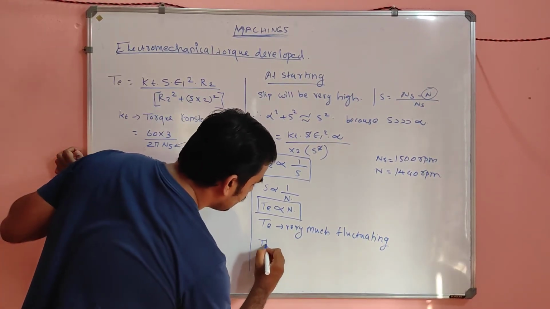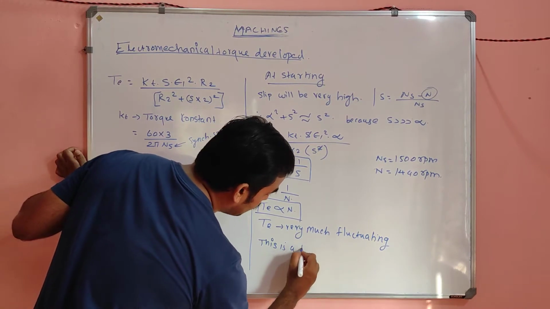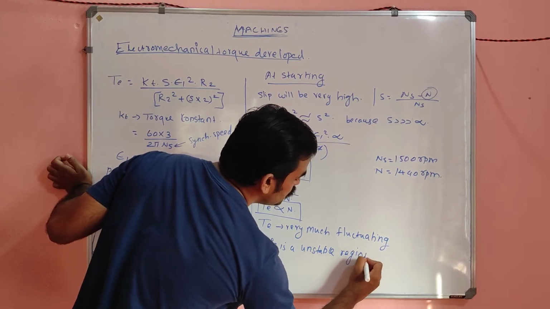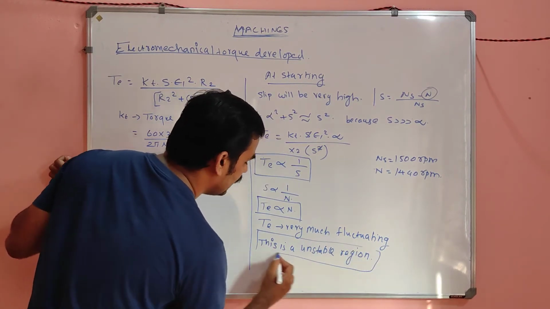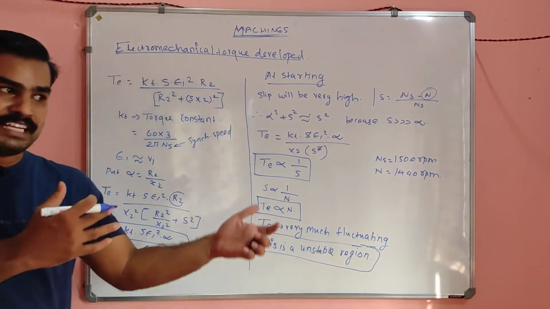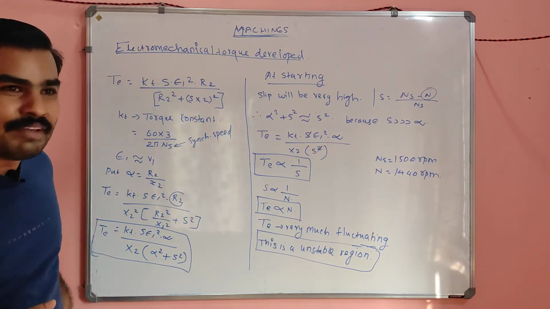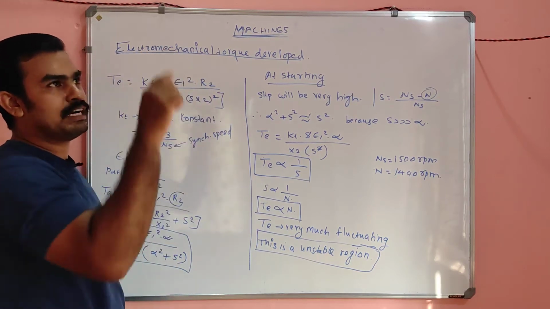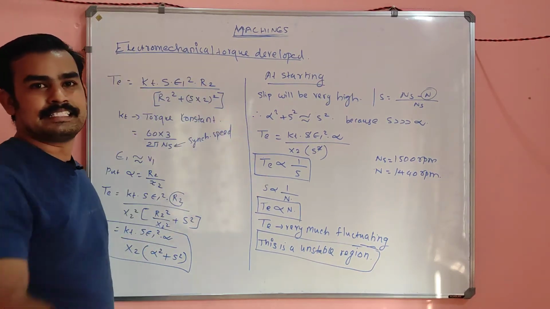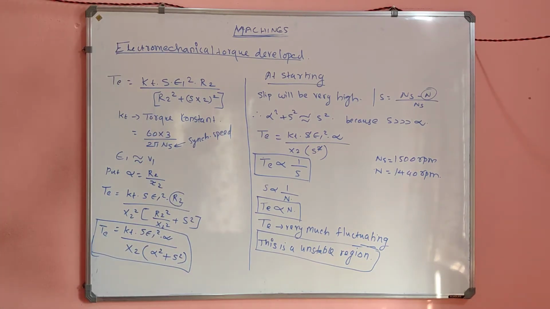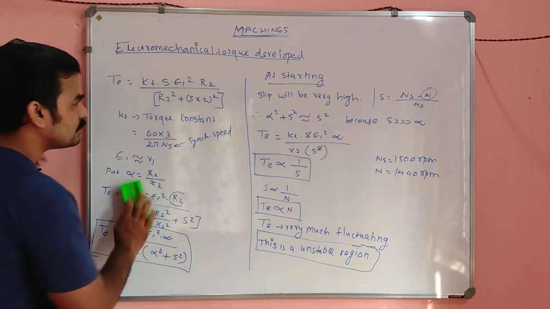Or we can say that this is an unstable region. Very important. This is an unstable region, because of T proportional to n. That's why it's very unstable. So the only point you have to notice is that T is proportional to 1 by s, or T is proportional to n, at the time of starting. And this is a very highly unstable region, my dears.